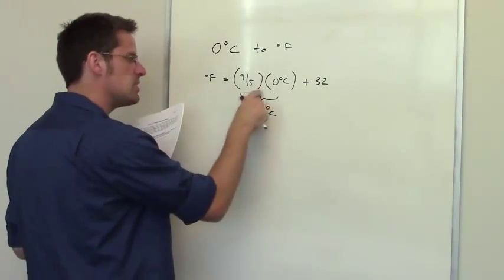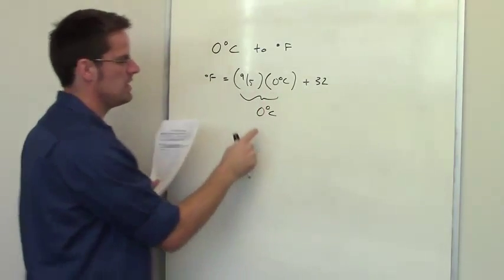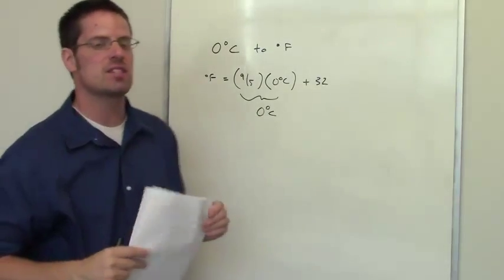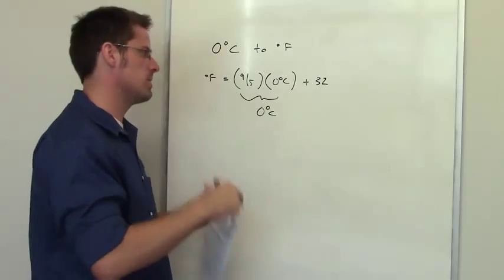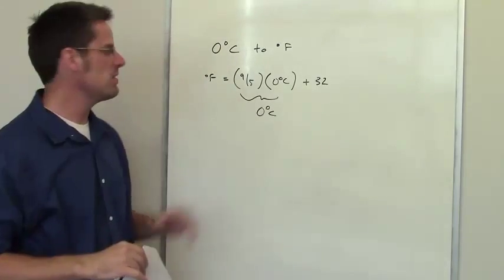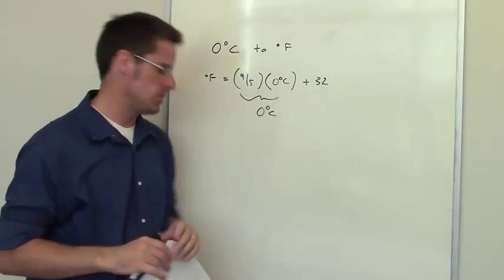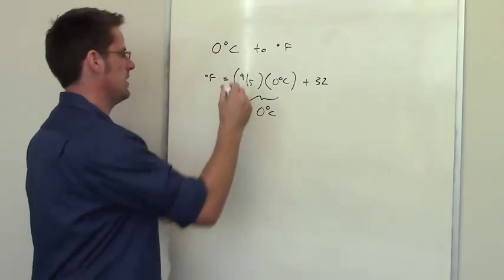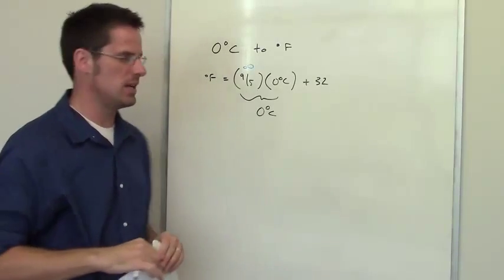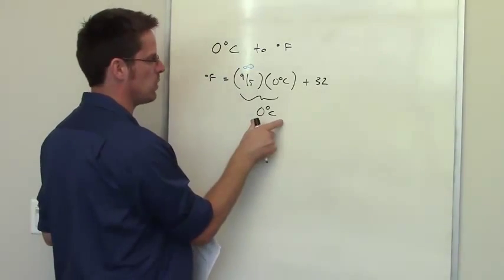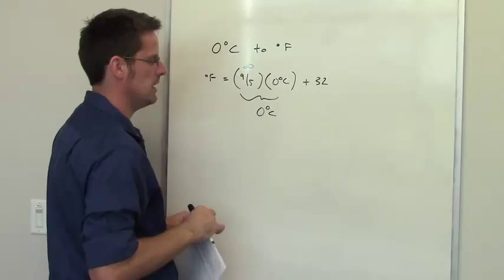Note that because this is a multiplication process, the answer that I put here has to have the same number of significant figures as the value that possessed the smallest number of significant figures. 9/5 here is a fraction. It is considered to have infinite significant figures, whereas 0 here only has one significant figure. Therefore, I'm only going to report one significant figure in my final answer.